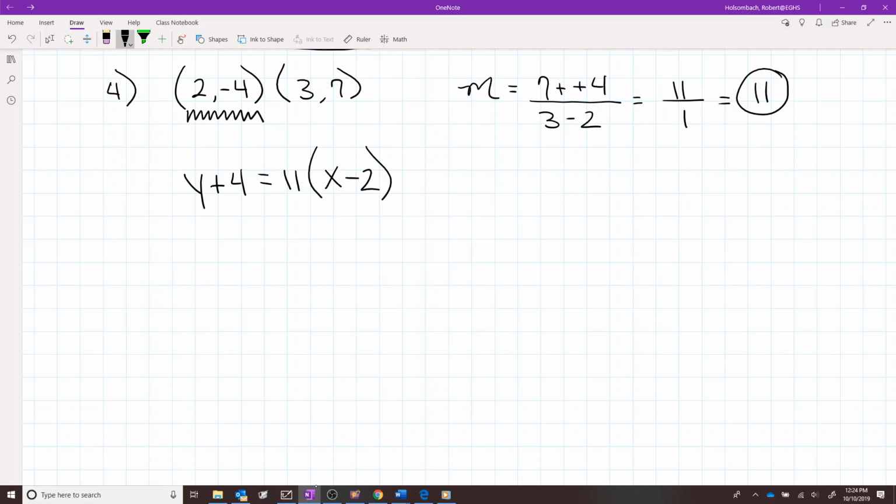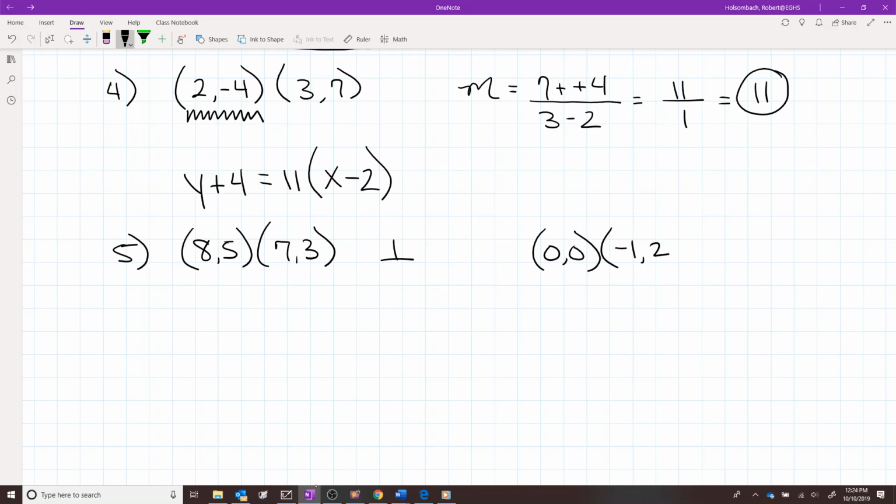Number 5, you're asked if two lines are perpendicular. Is the line through 8, 5 and 7, 3 perpendicular to the line through 0, 0 and negative 1, 2? So the first thing you have to do is find the slope of both lines.